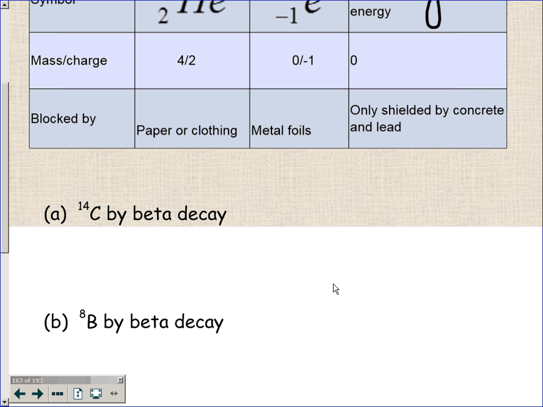Gamma, on the other hand, unless you're walking around in a lead suit, you're not going to block yourself from gamma radiation. What you would have to do is have a concrete wall and live in a 6-foot concrete wall room, or have some lead vest on.